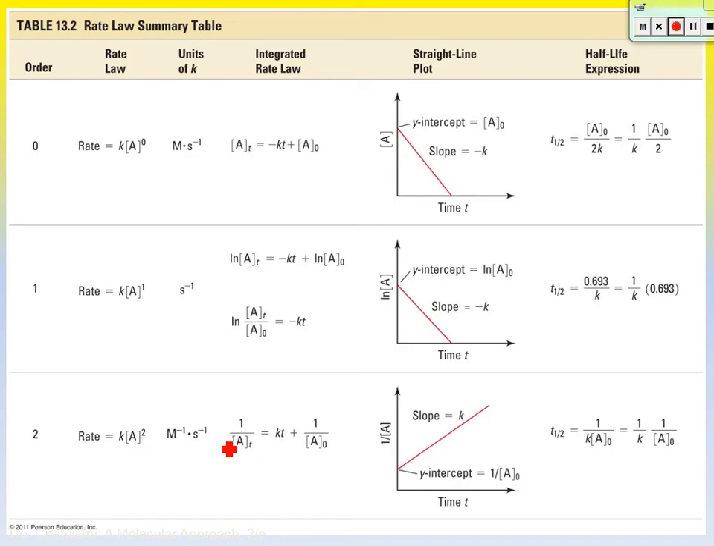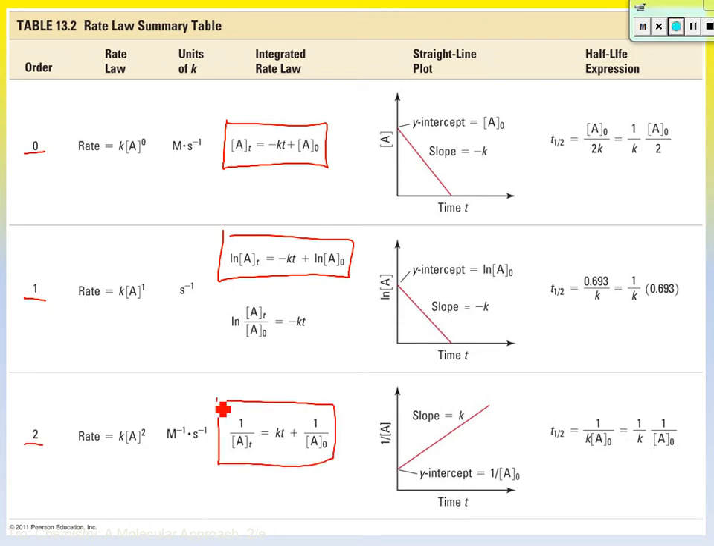Okay, here's a slide that summarizes everything that we just talked about with the integrated rate laws. For zero order, the integrated rate law equation is right there. For first order, your integrated rate law equation is right here. And for second order, your integrated rate law equation is given here. It also shows you the graphs and also the half-life equations for each one of those.